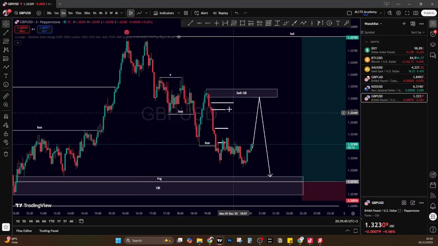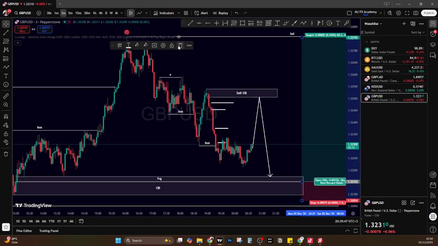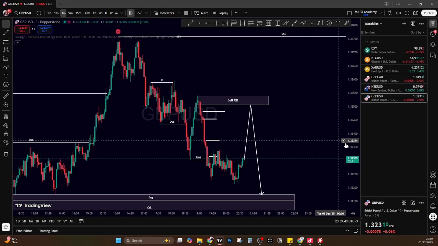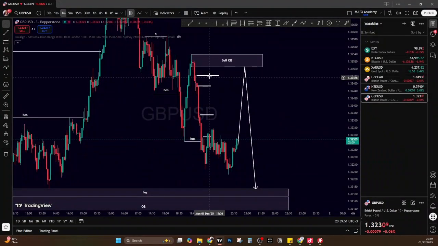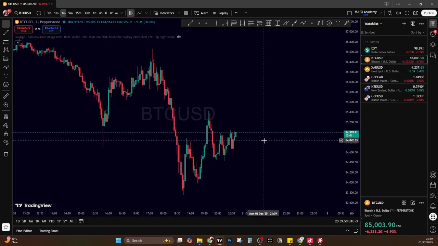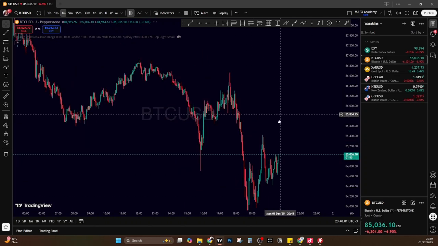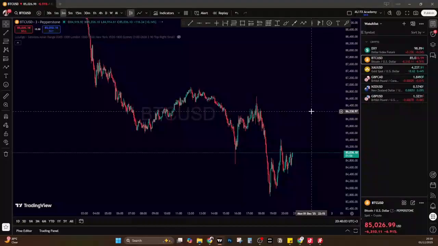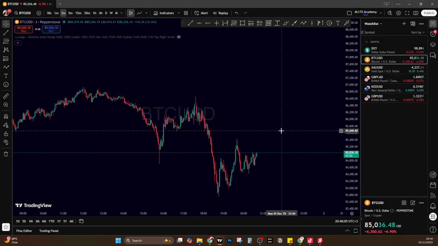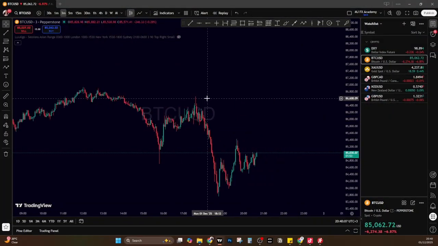Now, we have a plan. So let me remove this so that we have a clear chart. And by the way, this is the exact thing I did on Bitcoin. I don't know whether I removed it. Yeah, I think I removed it. I waited for Bitcoin here and I got this very good move.